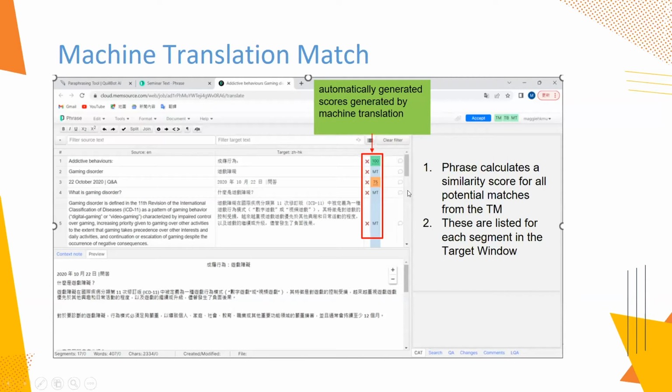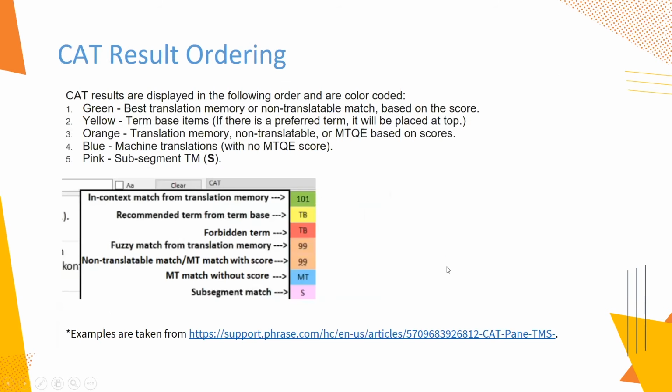Now, for these scores, Phrase calculates a similarity score for all potential matches from the translation memory. These are listed for each segment. For example, the first one is 100%. It was generated automatically by the machine translation engine. The CAT results are displayed in the following order, and they are color-coded. If it is green, it means the best translation memory or some non-translatable match based on the score.